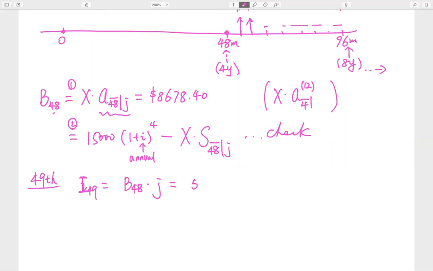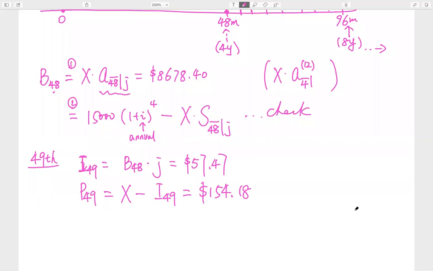So this is about $57.47. Once I know the interest payment, I easily get the principal. It's the equal payment minus the interest. So I get the principal, which is 154.18. And then that's the end of 5.18. Of course, you know this. There are many things you can do.